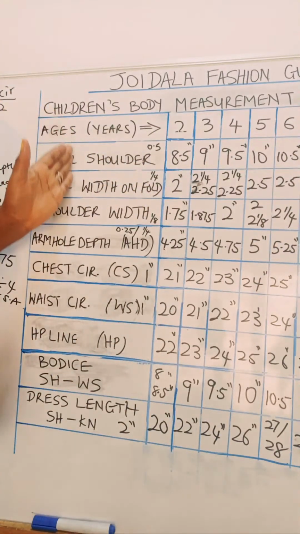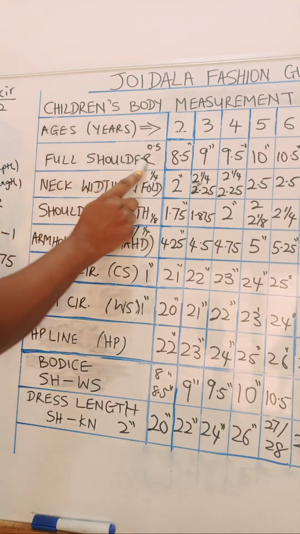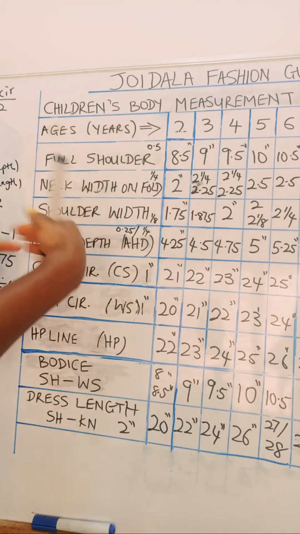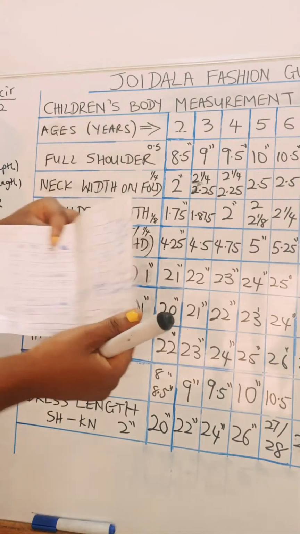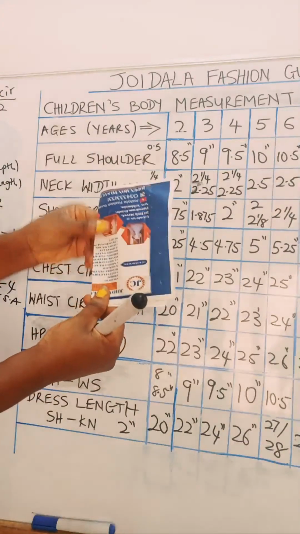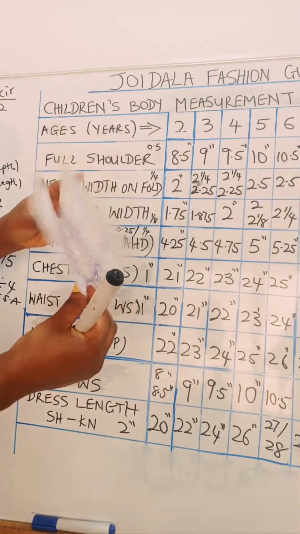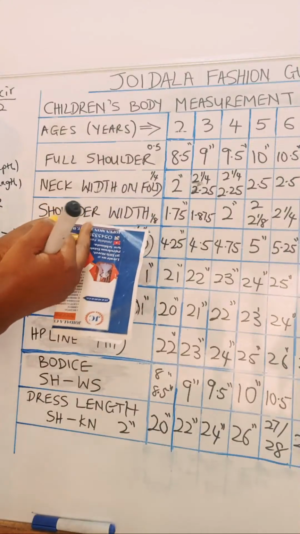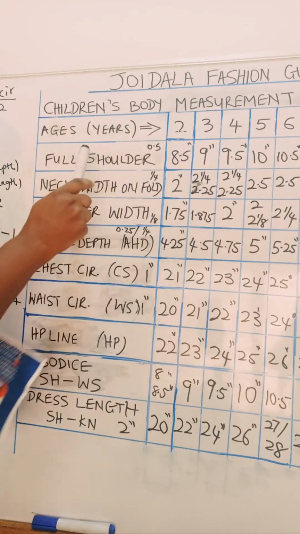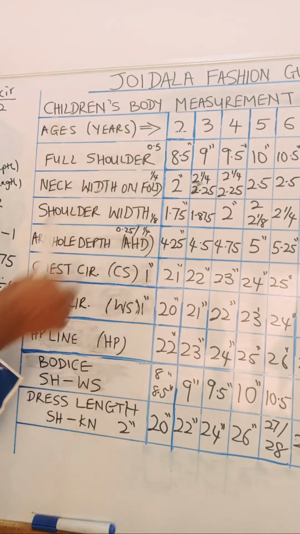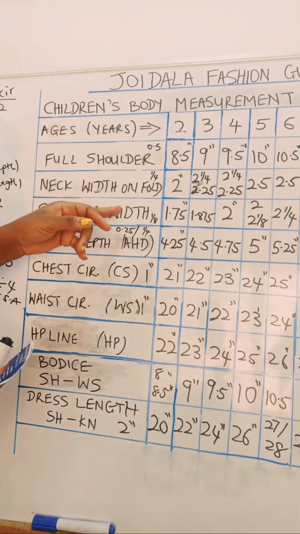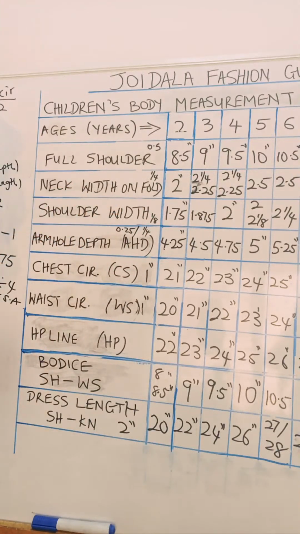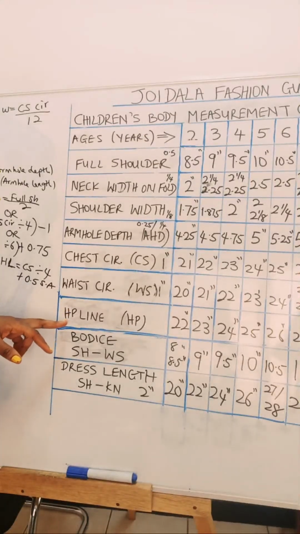And then on this point, we are going to be looking at the full shoulder, the neck width on fold. Remember, when we are cutting our fabric, we always put our fabric on fold. So when you fold your fabric into 2, the size of the neck, that is what we mean by neck width on fold. And then we have the shoulder width. I already explained what the shoulder width is. The armhole depth, the chest circumference, the waist circumference, and then the hip line.